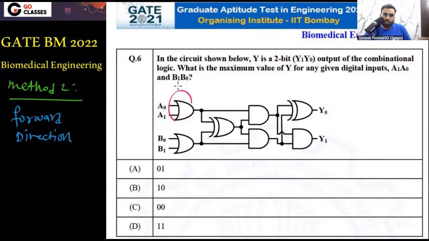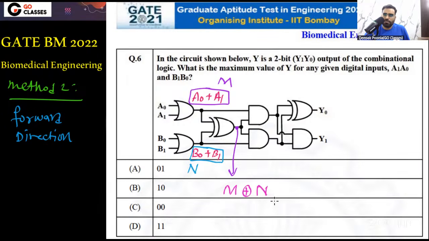You can see here, for this OR gate, the output is A0 or A1. For this OR gate, the output is B0 or B1. And for a moment, let's assume that this A0 or A1 is M, so that I don't have to write it again and again. Okay, I just want to play smart. Here, this B0 or B1, let me write it N. So for this XOR gate, what is the output? That will be M XOR N.